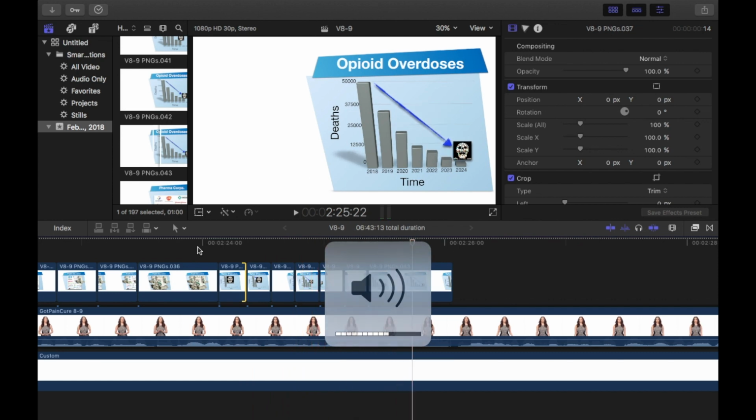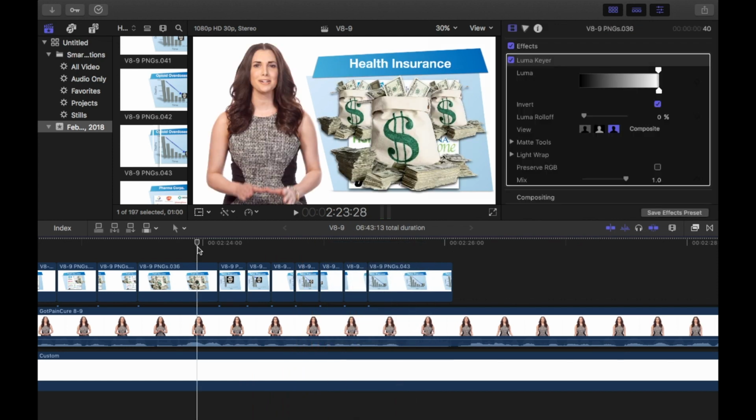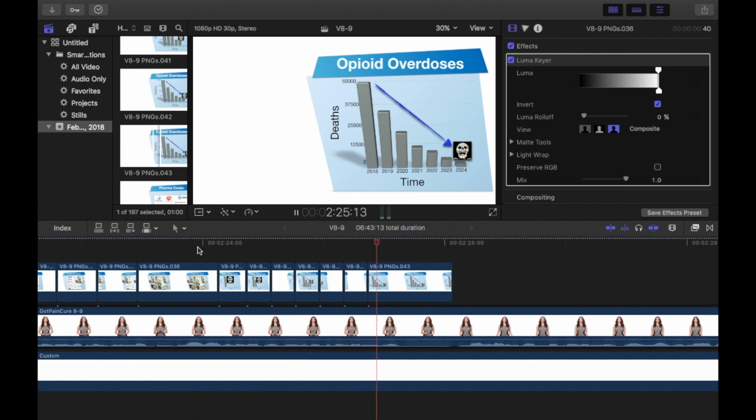Opioid overdoses. Plus reduce opioid overdoses.